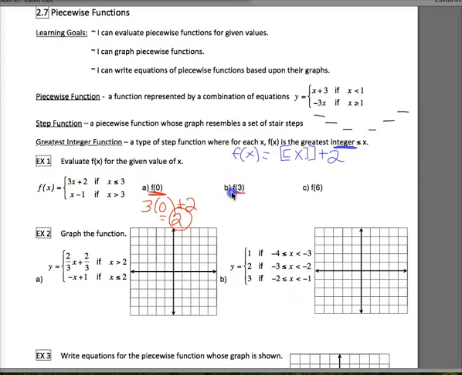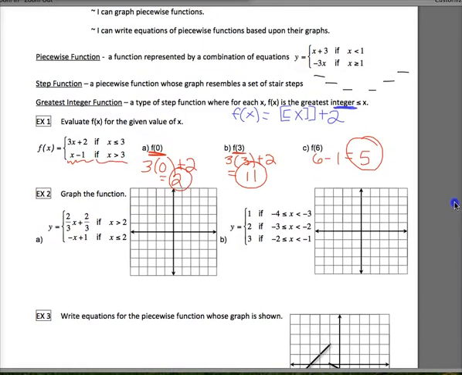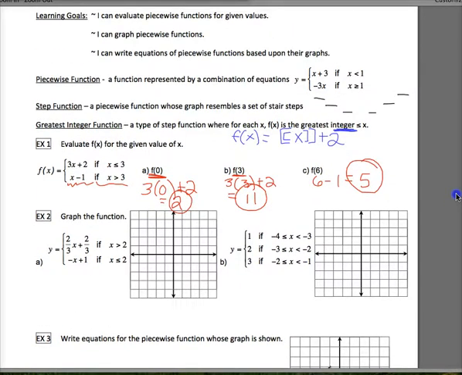So when you do f of 3, you look at your restrictions. 3 is equal to 3. So that means this is also the top. So 3 times 3 plus 2. So 9 plus 2 is 11. C, when you plug in 6, 6 is greater than 3. So that's fitting into this part. So that means I plug it into x minus 1. So 6 minus 1 gives me 5. So hopefully that seems pretty simple, and hopefully you feel comfortable meeting that first learning goal.